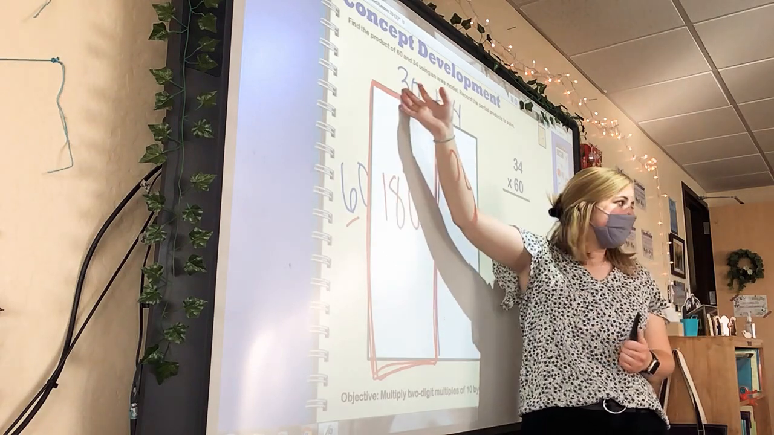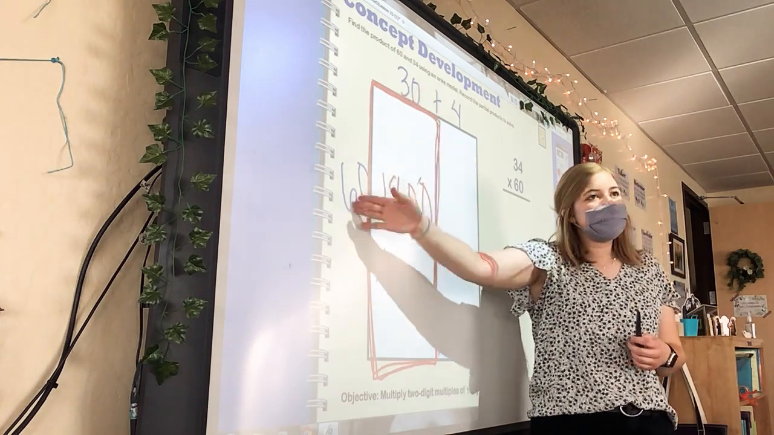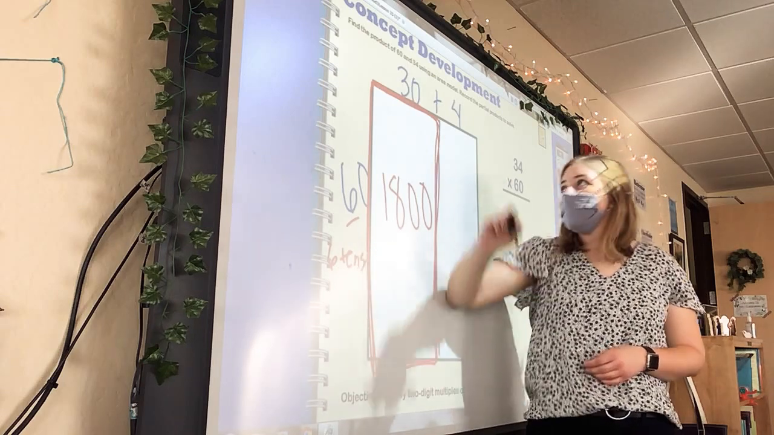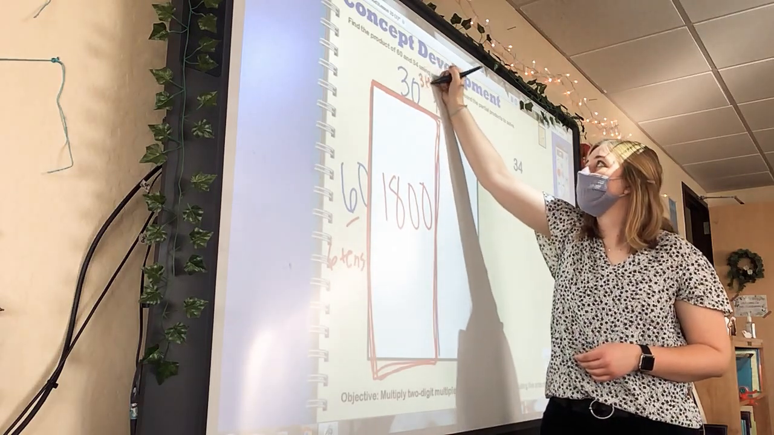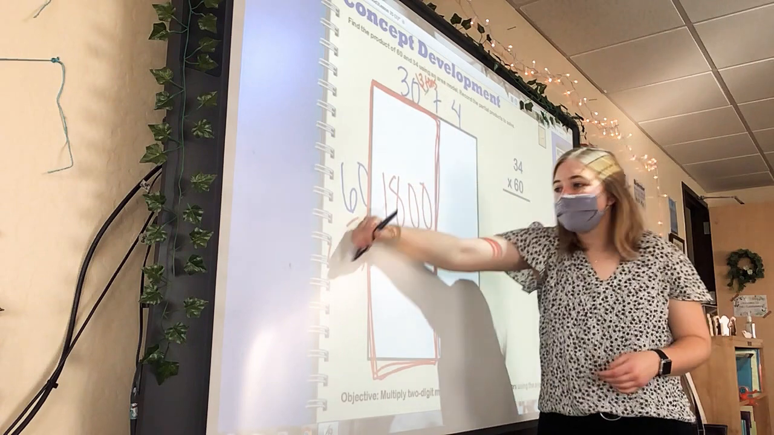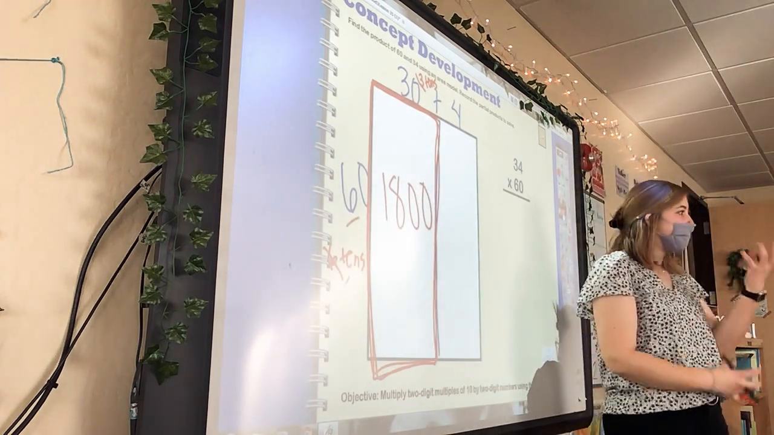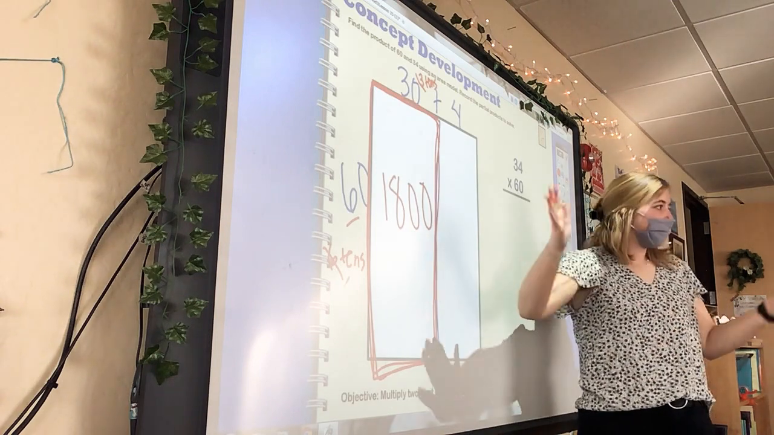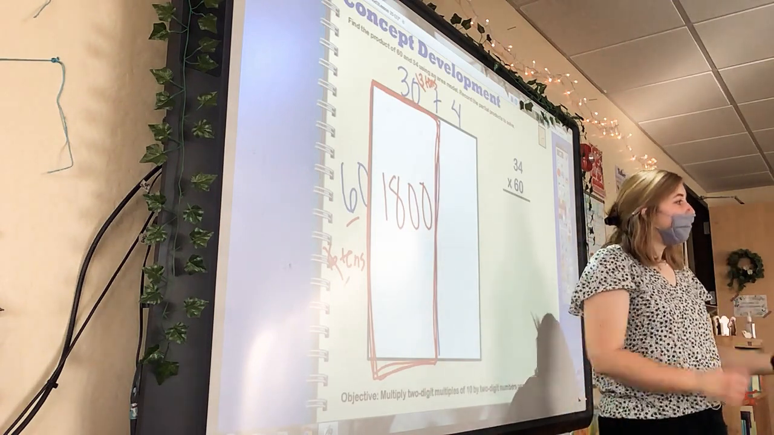Because if we were to write this in unit form, it would be 6 tens, right? This would be 3 tens. So after we multiply the 6 times the 3, then what's left is tens times tens. 10 times 10 is 100, so we would just put it together, okay? Adler?